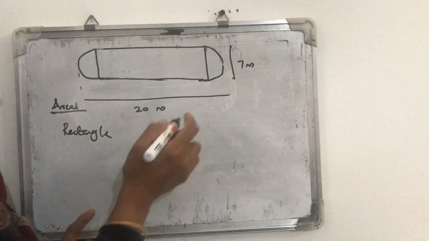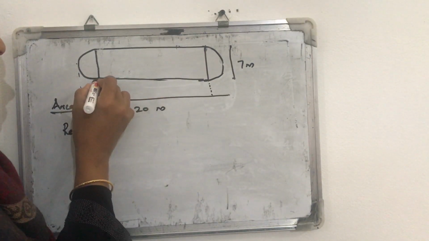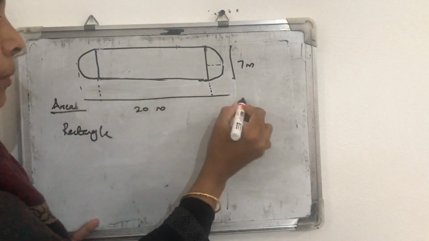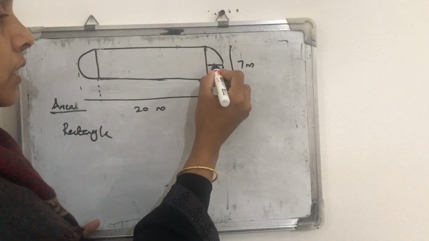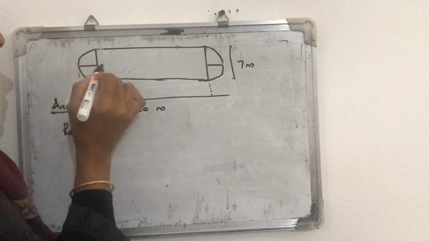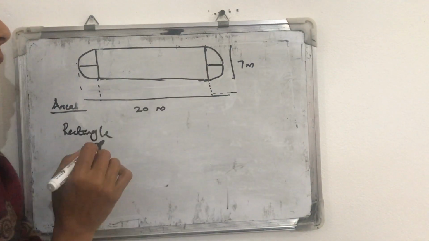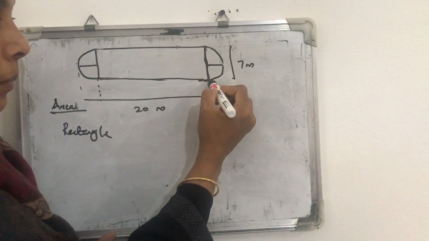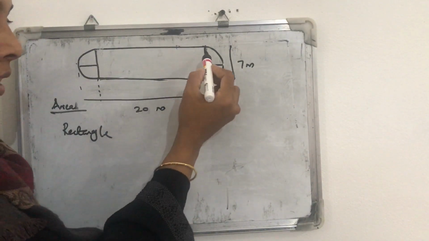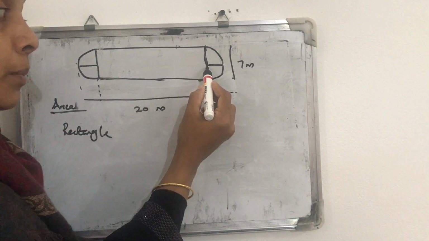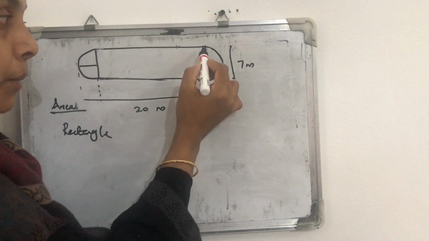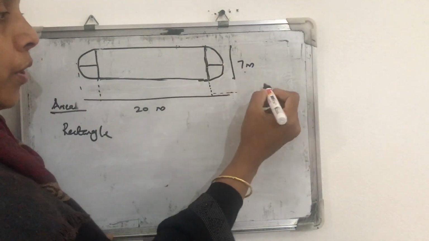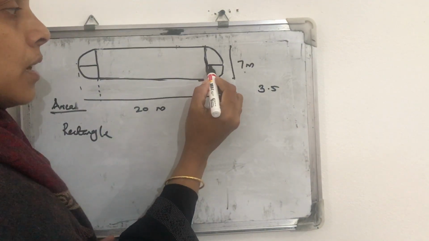Okay, so for that, the rectangle will be this much part, this length. But from here to here, this much part is remaining. Total is 20 meter. So how can we find out the length of this part and this part? For that, this breadth of the rectangle, this part, will be the diameter of the circle. So what will be its radius? Diameter of the circle is given 7 meter, so its radius will be its half, 3.5.